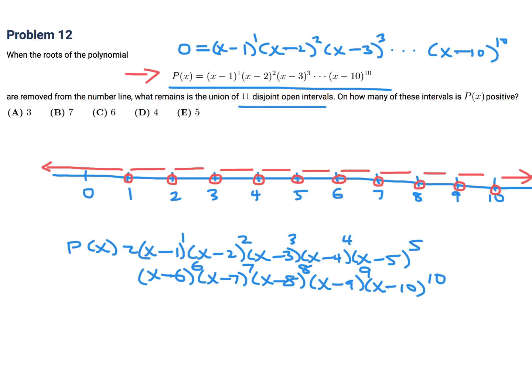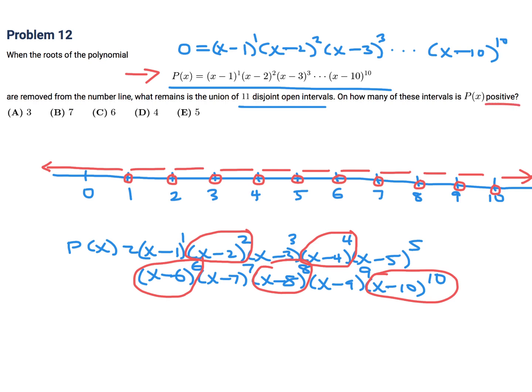Anything that has a power that is even, so an exponent that is even, is always going to be positive. So for example, this guy here, no matter what you put for x, because you're squaring it, it's always going to be positive. The same story holds true for this guy, for this one, and for that one. So those ones will always be positive no matter what number you put in this whole 11 open intervals. Regardless, it'll always be positive.